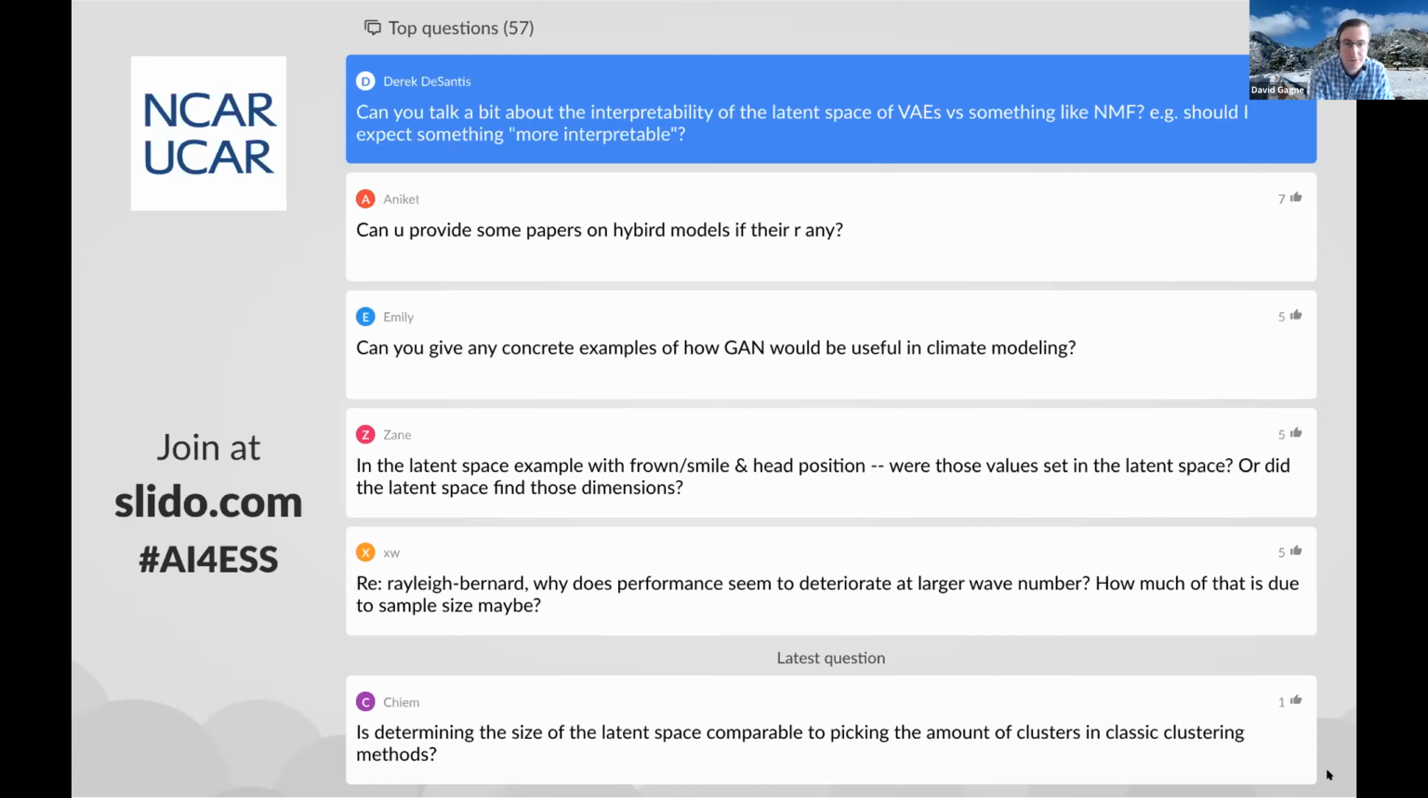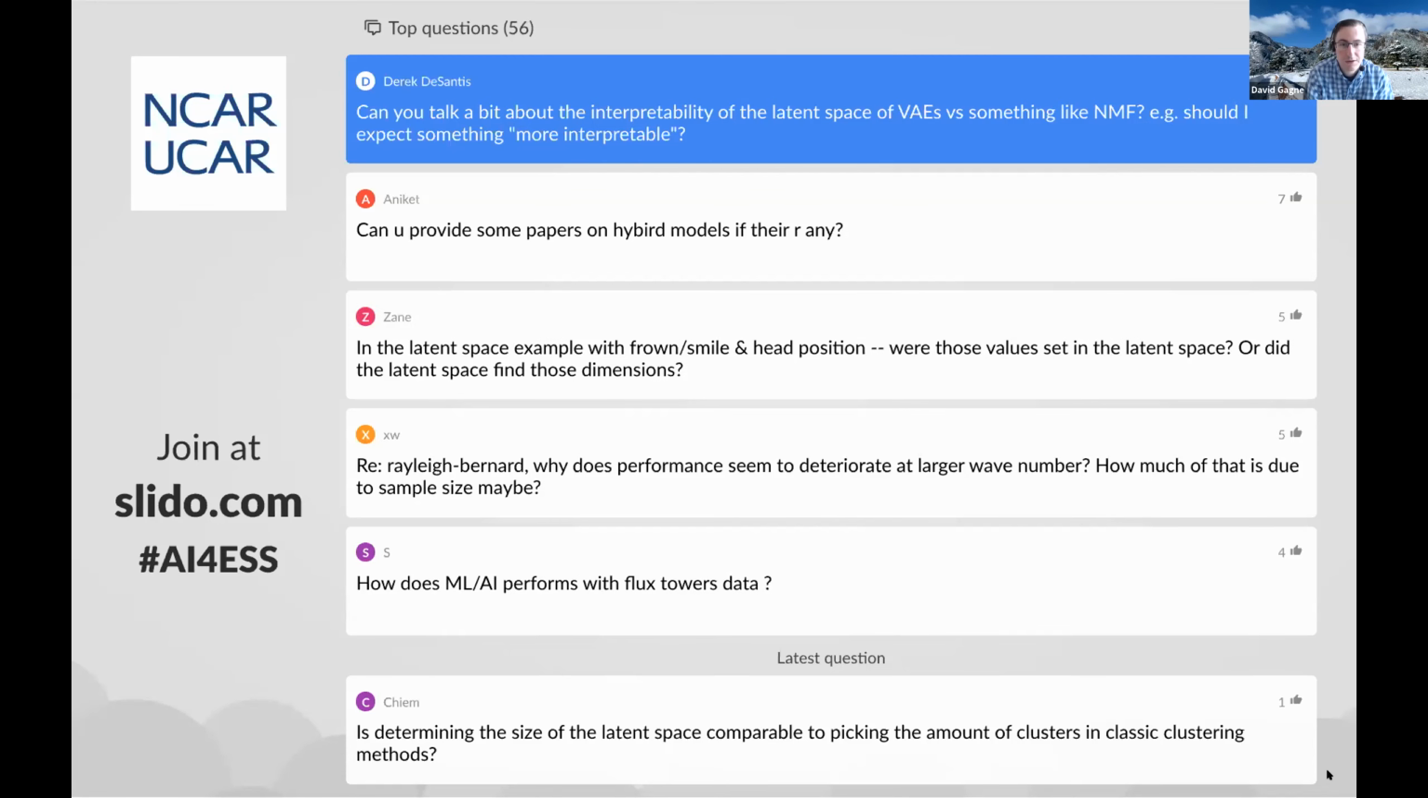Yeah, so a related point in this area. Can you talk a bit about the interpretability of the latent space of variational autoencoders versus something like normalizing flows, or even GANs for that matter? Is there any expectation of getting a latent space that is more interpretable? So I think this is a good area of research. I think it's mostly pretty open.